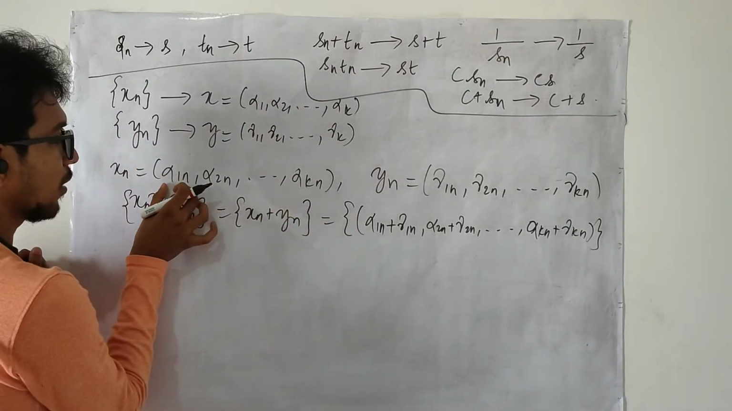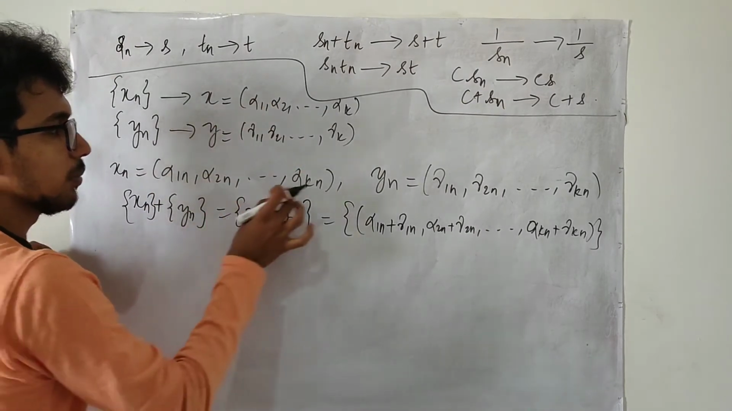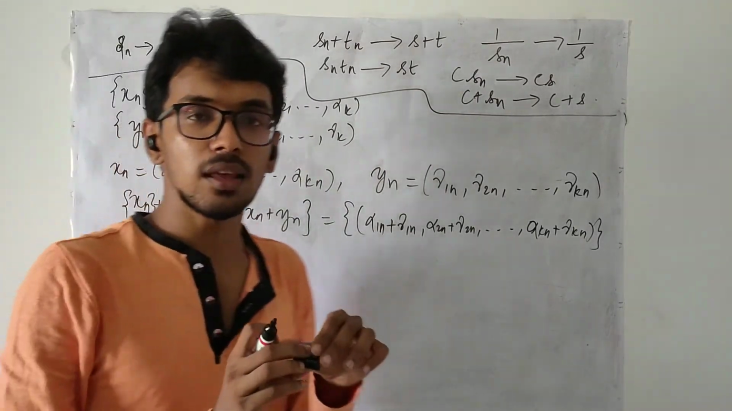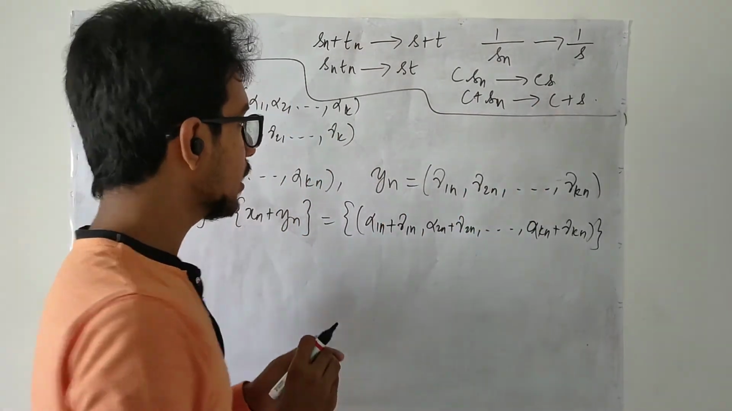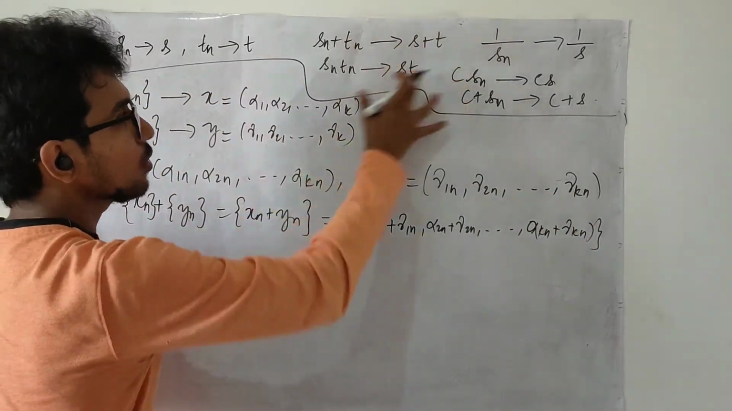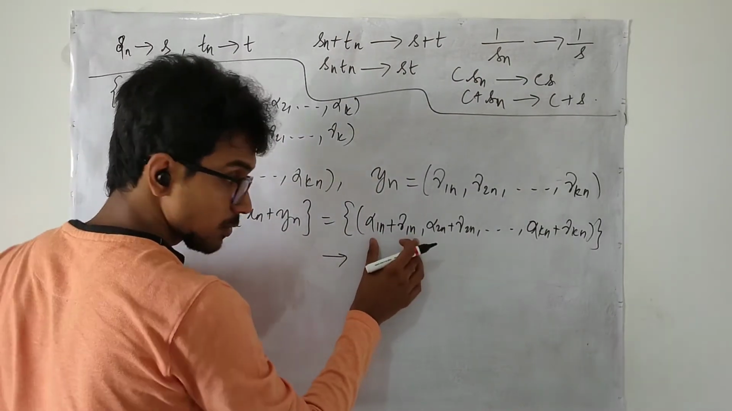Here, this alpha 1n converges to alpha 1. Alpha 2n converges to alpha 2. Similarly, alpha kn converges to alpha k. So, you have some real sequences which are converging, right? Similarly, you have some real sequences which are converging. Using the idea, you may say that this converges to this part.